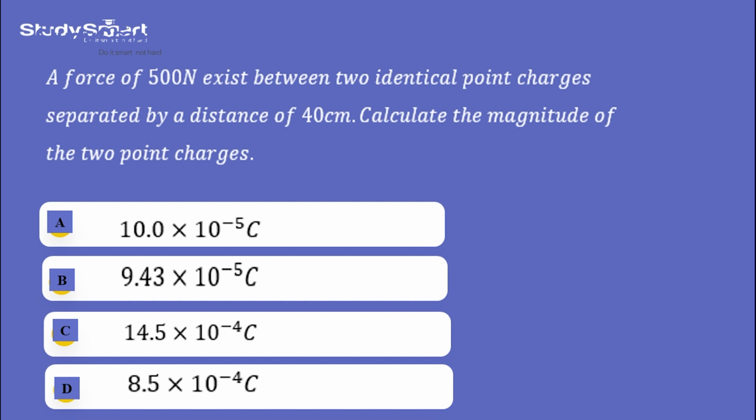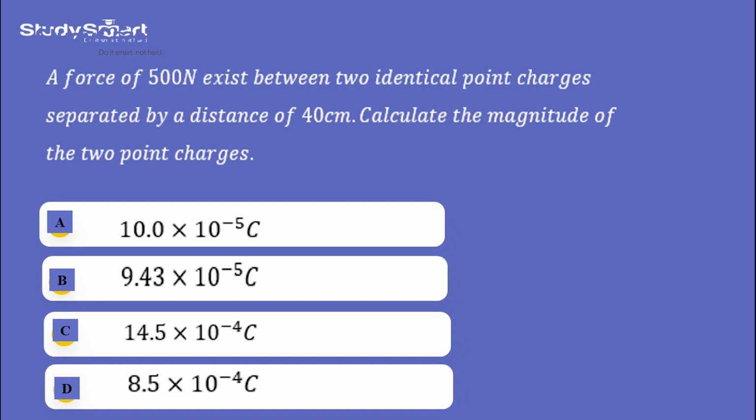A force of 500 Newton exists between two identical point charges separated by a distance of 40 cm. Calculate the magnitude of the two point charges. Now the question clarifies that the charges are identical. When you hear the word identical, it means they are of the same type, the same size, and the same sign.